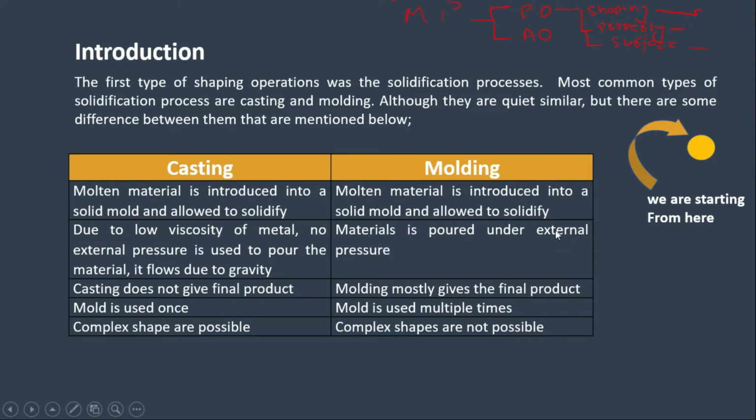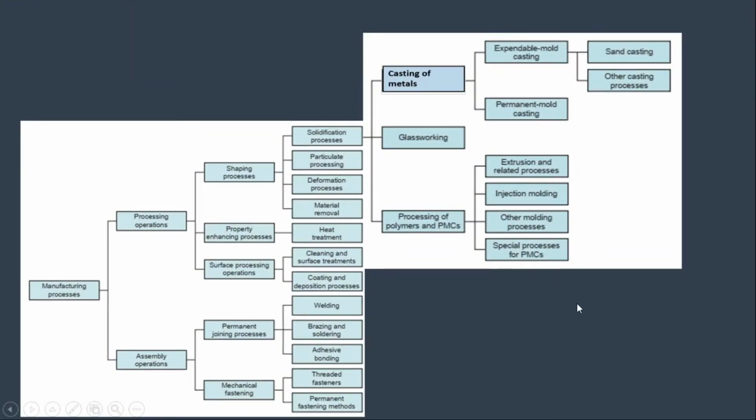So where we are standing here, we are starting from here. You have seen this chart in the last lecture. In the solid manufacturing process, we have the processing operation and assembly operation. Among the processing, we have shaping, property enhancement, and surface processing. And you have the joining, permanent joining, and temporary joining processes.